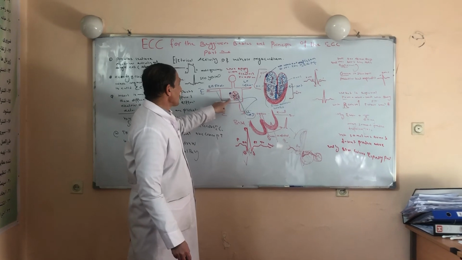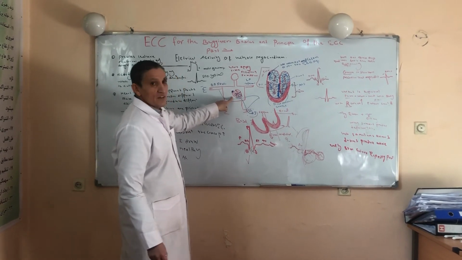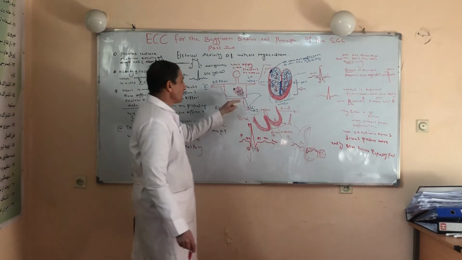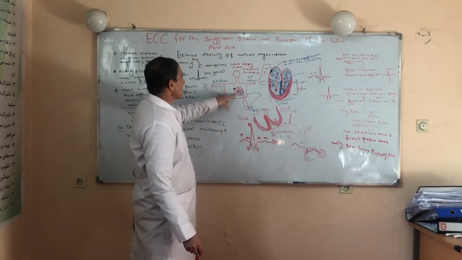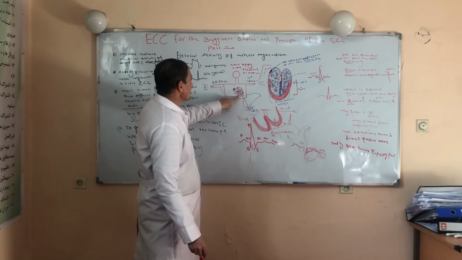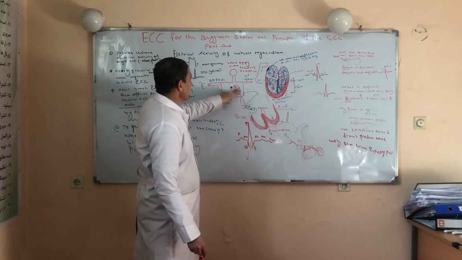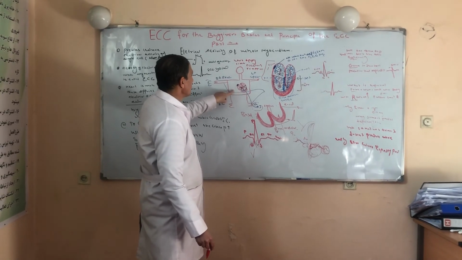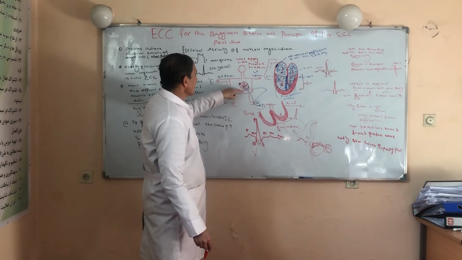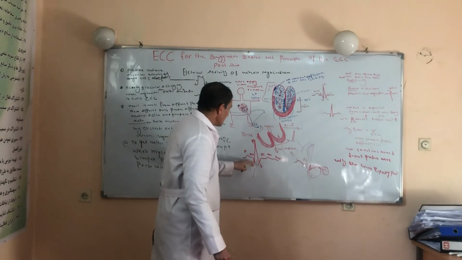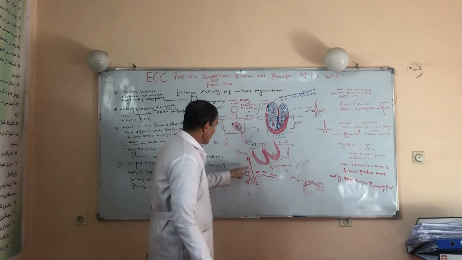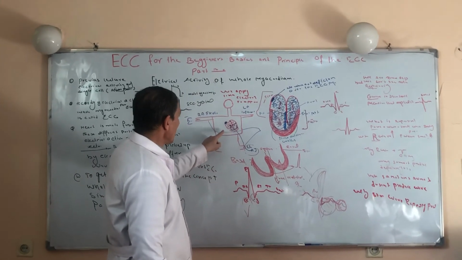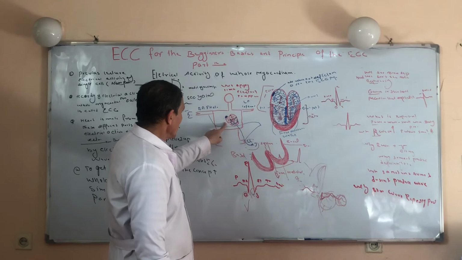After the AV node, we come to the ventricle, which is made from three parts: the septum, the ventricular wall, and the basal part. First the right ventricle is depolarized, which is represented by a small vector. The left ventricle is depolarized by a large vector. Both ventricles are electrically connected to each other and produce a single vector, and this single vector moves downward and leftward and produces a large R wave, a strong wave.